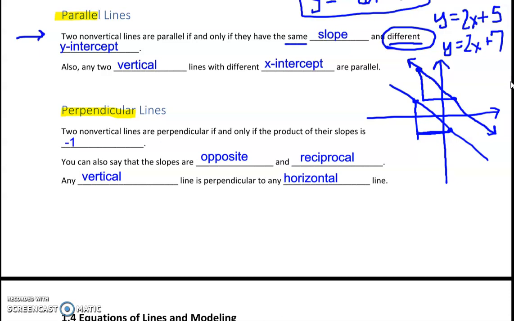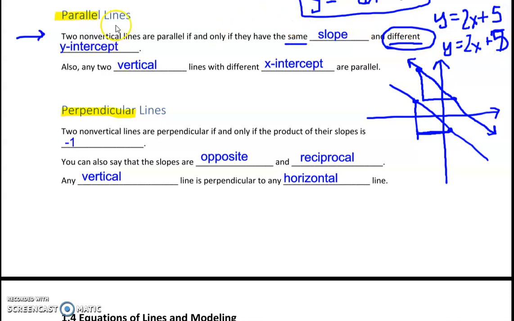What if they had the same y-intercept? That would mean that we'd have y equals 2x plus 5 and y equals 2x plus 5. Can you see that those would actually be the same line? So we wouldn't call those parallel lines, because it's the same equation. It's the same. So that's why we put that last part in here that says and different y-intercepts. That's just to rule out that they are the same line.